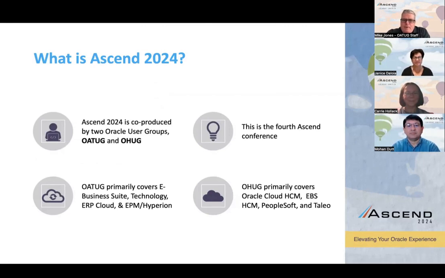OATUG primarily covers eBusiness Suite, technology, ERP Cloud, and EPM Hyperion. OHUG covers, Janice, you want to step in there? Sure thing. OHUG covers HCM, of course. We cover Cloud HCM, Taleo, PeopleSoft, and eBusiness Suite, and any technologies that support those. Yeah, perfect.